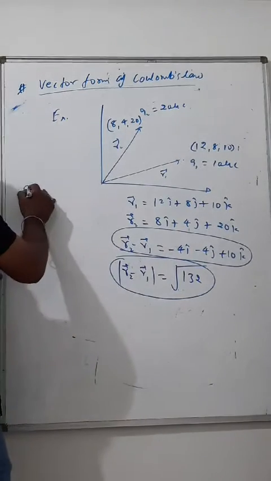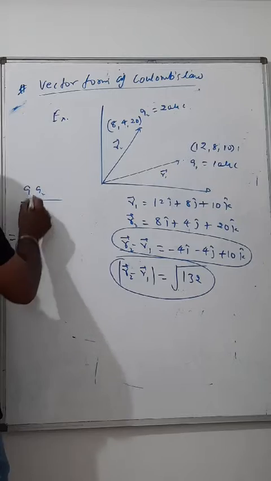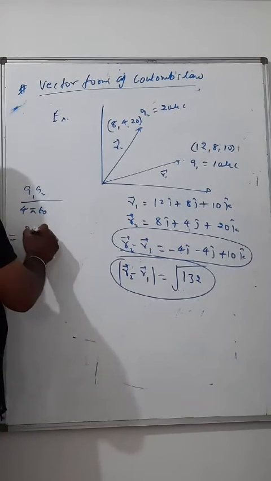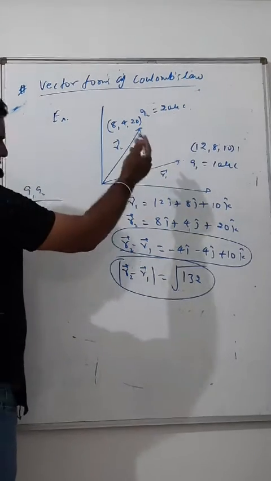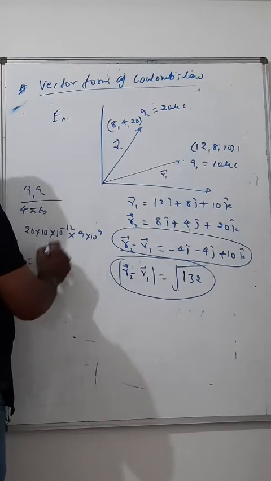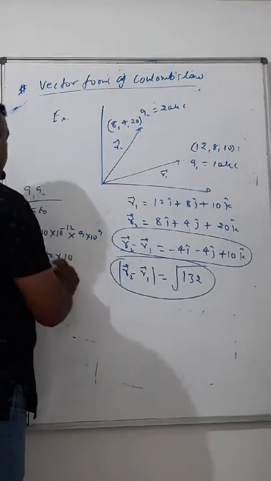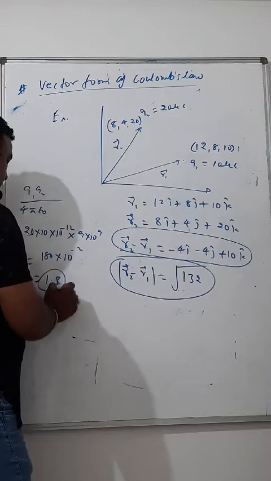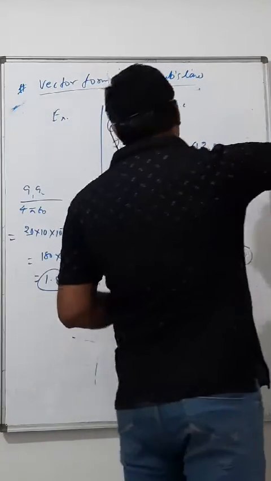This is R2 minus R1 and this is R2 minus R1 mod. And here I calculate Q1 Q2 by 4 pi epsilon naught. 20 into 10, 10 is power minus 12 for micro, 9 into 10 is power 9. It becomes 180, 10 is power minus 2, 1.8. So what should be the final answer?